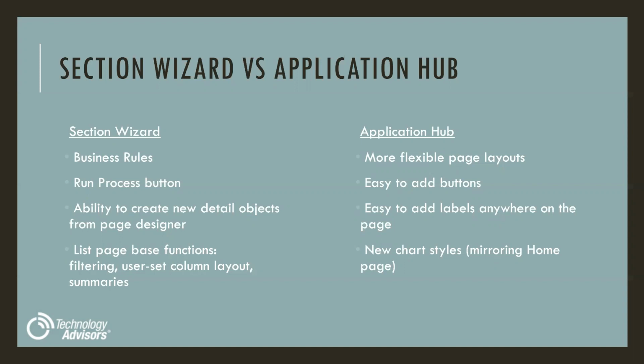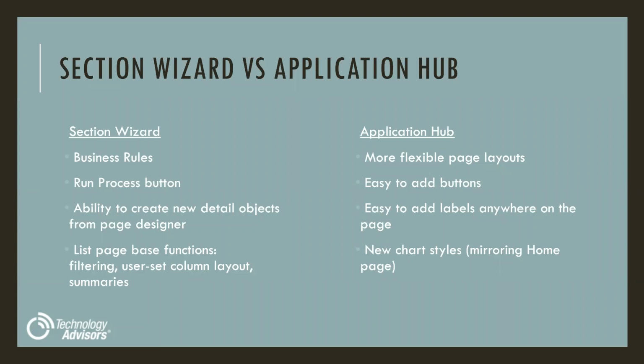And the list page, you saw Anjum do some of the new functions on the list page, things like adding buttons, which is great. Some of the base list page functions seem to be missing in version 8.0. Things like basic filtering, user set column layouts, summaries. You're not going to see that right now in a section that you build using Application Hub. Again, I'm sure that's going to come in time. It's just not something you're going to see right now if you're starting to use the new tools.